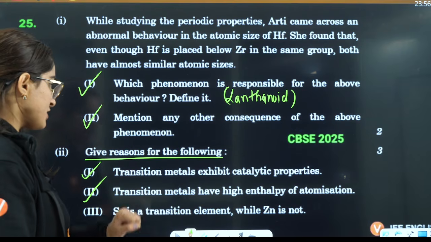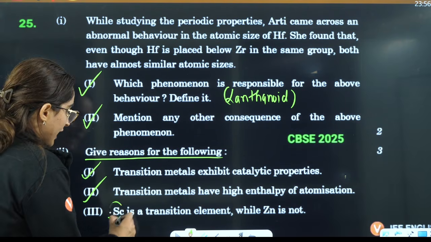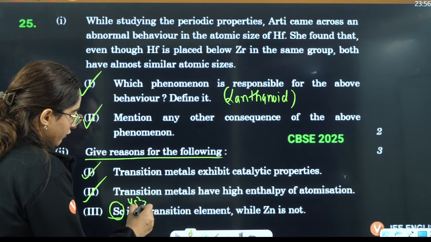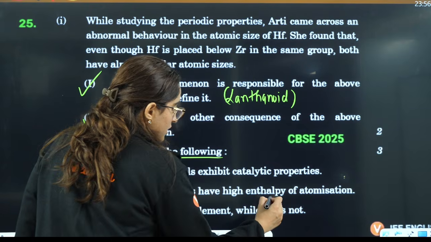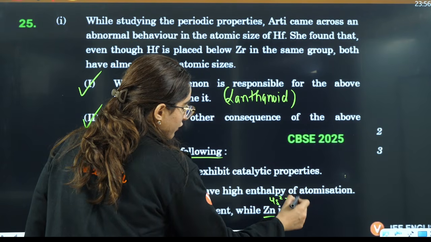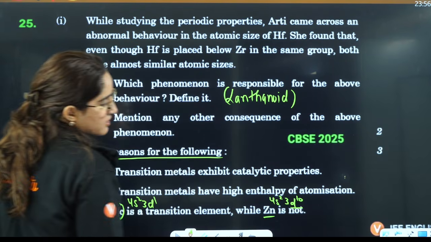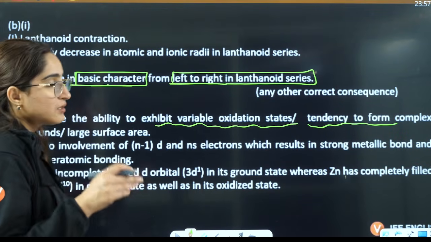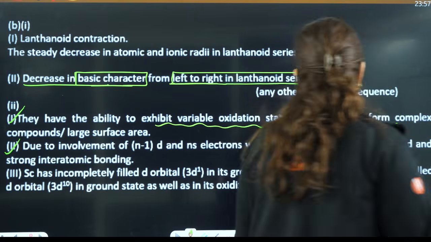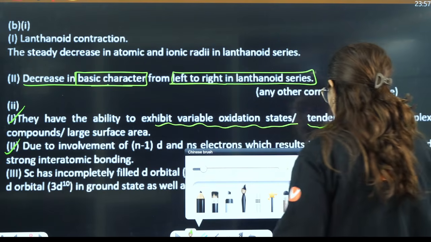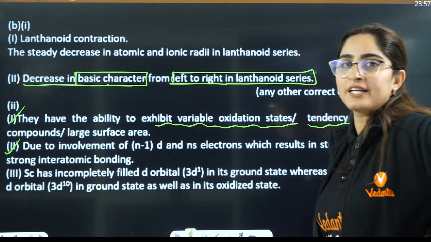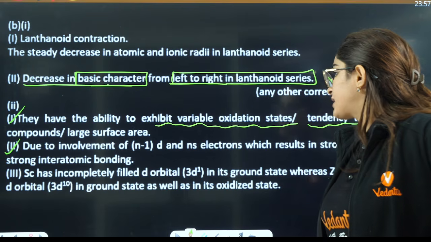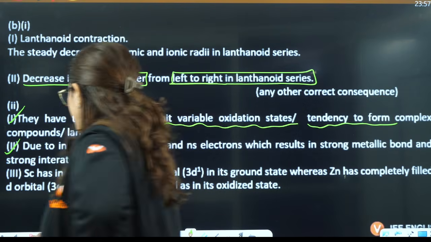Scandium is a transition element while zinc is not, because scandium is 4s2 3d1 and zinc is 4s2 3d10. Even in the +2 oxidation state it is 3d10. That is why it has 3d10 electrons in the +2 oxidation state as well, right? Okay.